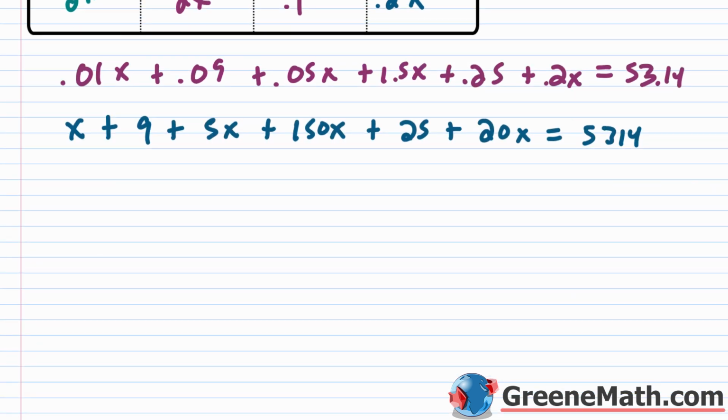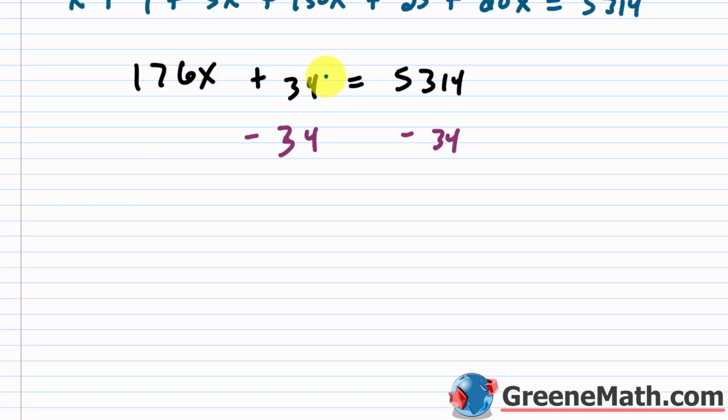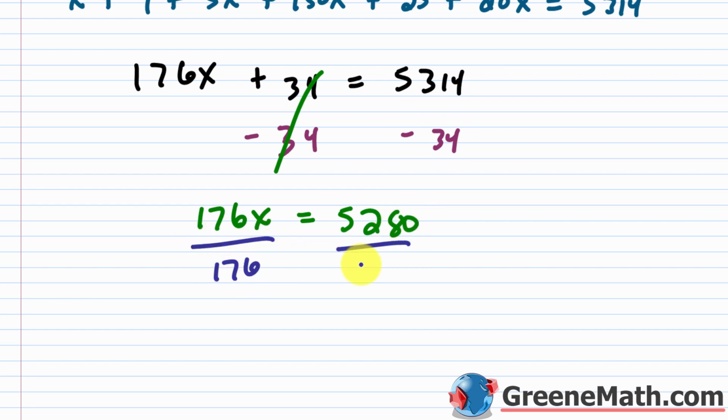I think it's pretty straightforward from here, just a lot of cleaning up. So x plus 5x is 6x, plus 150x would be 156x, then plus 20x would be 176x. So this is 176x. And then 9 plus 25 is going to give me 34. So plus 34. And this equals 5,314. So what I'll do from here is subtract 34 away from each side of the equation. This would cancel. You get 176x is equal to 5,314 minus 34. That's going to be 5,280. Let's divide both sides of the equation by 176.